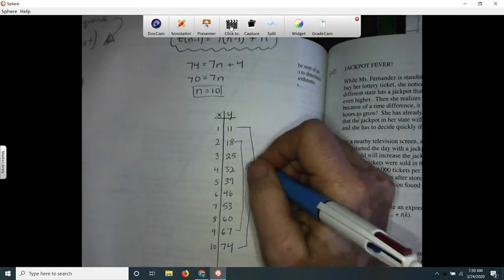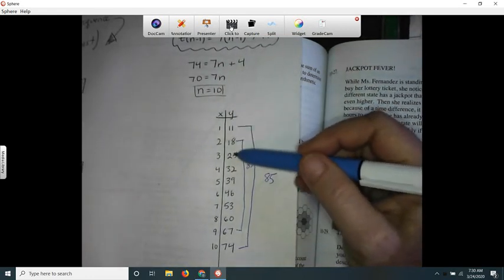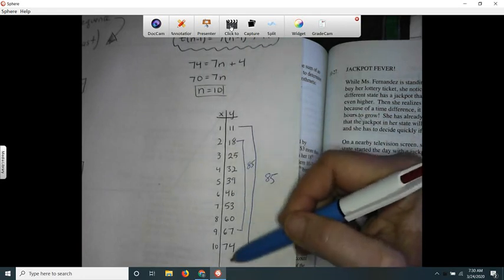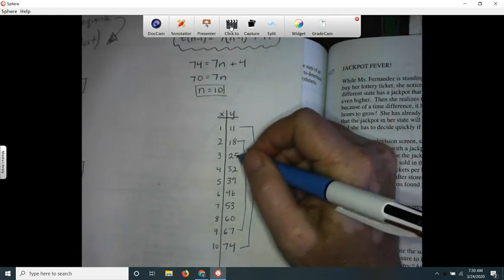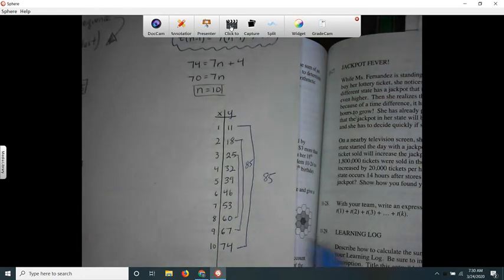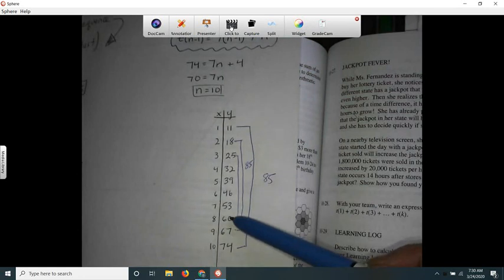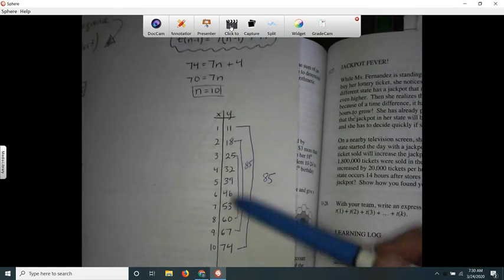I hope this isn't blowing your mind. The reason that this works is that all these pairs are going to add up to 85. This one's going up by 7, this one is going down by 7, so 60 and 25, that makes 85.